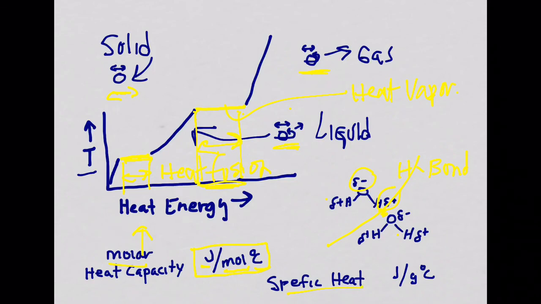Specific heat is also heat capacity. It just has the amount of heat energy that it takes for a mass amount instead of a mole amount of material to raise it 1 degree C. So that's a quick overview of all of those things. Hopefully that's helpful.